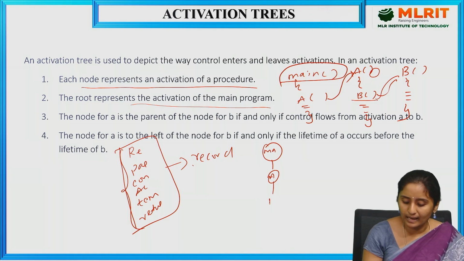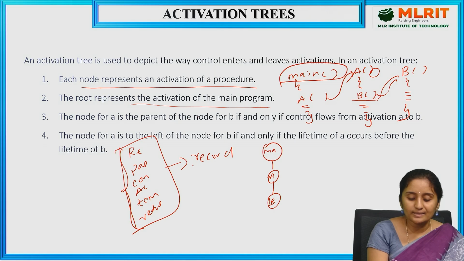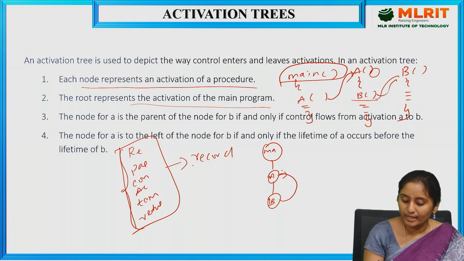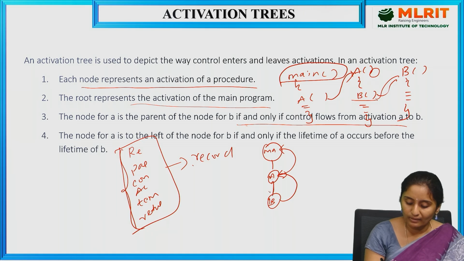A is there, and then the next one is B. So what is it going to tell? The node of A is the parent of the node B. A is the parent of which node? Parent of the B node. And the parent of A is the main program. Main is the parent of the A program. B's parent is A. So if and only if control flows from activation A to B, if there is an activation, then only I can tell that A is the parent of B.